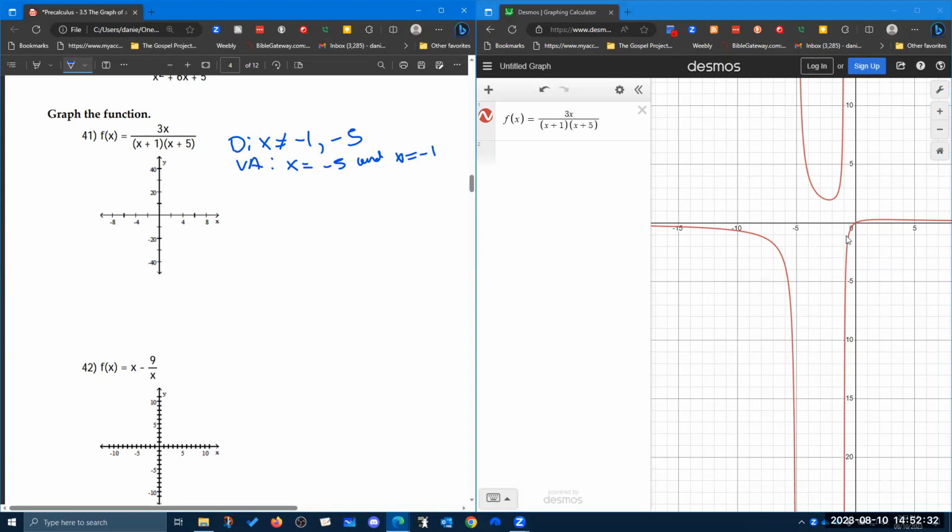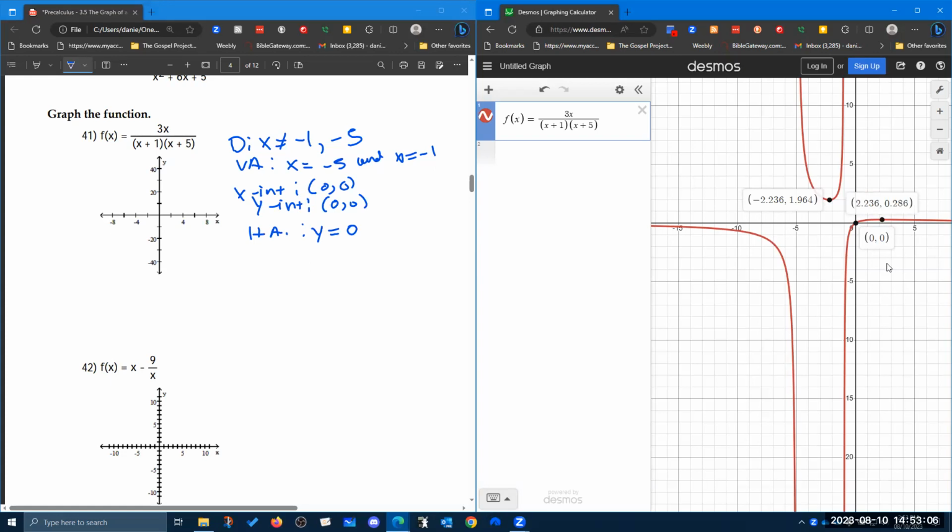We're going to have an x-intercept here at 0, 0. That's also going to be our y-intercept. We have a horizontal asymptote at y equals 0. So we can see that the graph is going to cross the horizontal asymptote at 0, 0. We're also going to be interested in this minimum point right here to help us graph, and that maximum point right there to help us graph.